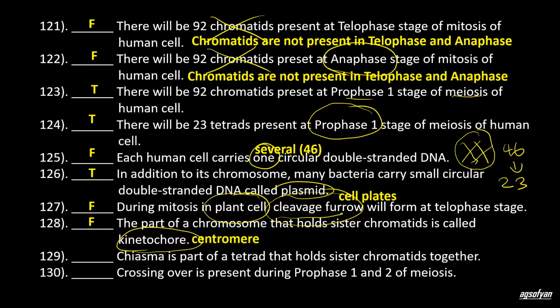Chiasma is a part of tetrad that holds sister chromatids together. It is incorrect because the chiasma will hold the non-sister chromatids together. Crossing over is present during prophase 1 and prophase 2 of meiosis. It is incorrect because crossing over is only present during prophase 1.